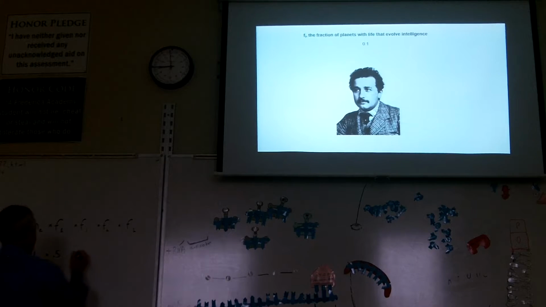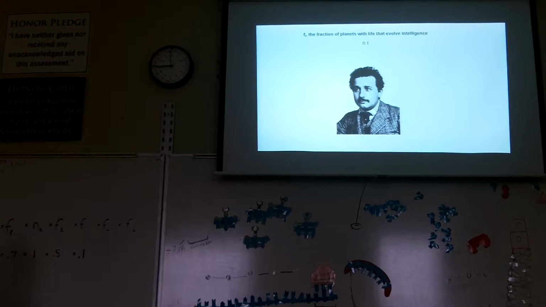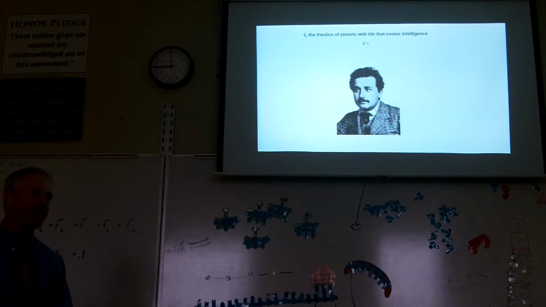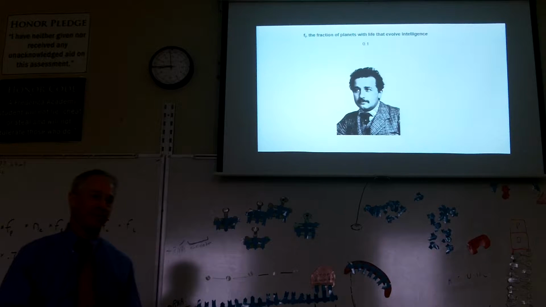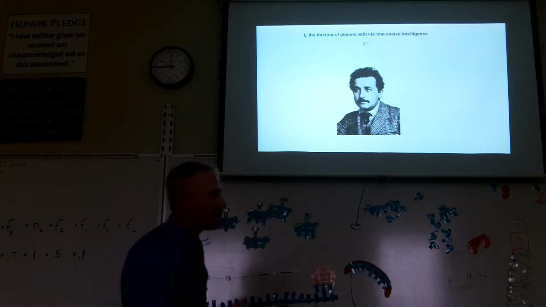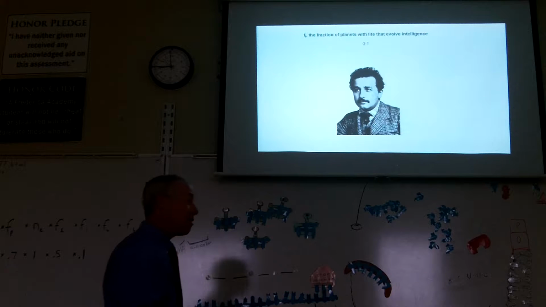So, let's be conservative again and just say F sub I, where an intelligent organism evolves, is only 1/10. Only a tenth of the planets evolve an intelligent organism. Some scientists say, nah, it's much lower than that. It's hard to know since we only have our planet as an example.